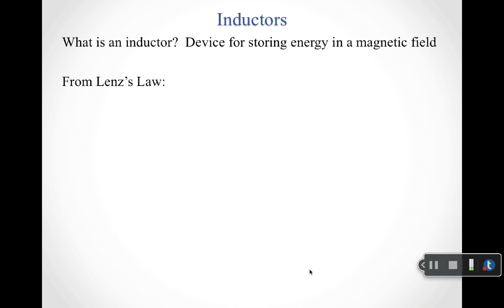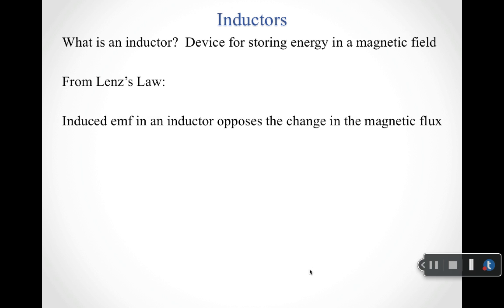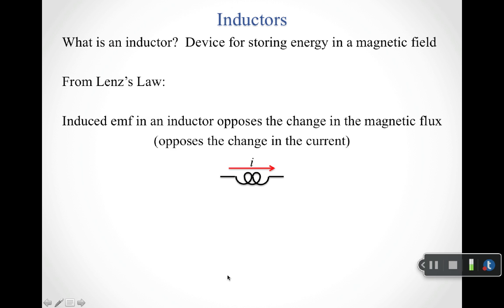All right, so what does Lenz's law tell us about an inductor? Again, we know that the induced EMF is going to oppose the change in the magnetic flux. So what does that mean? Partly, it means it's going to oppose the change in the current. Here's our symbol for an inductor, and you can sort of see the wire wrapping around. That's where that symbol comes from. Let's assume this is hooked up within a circuit and current is flowing to the right across this inductor. The induced EMF is going to oppose changing this current.